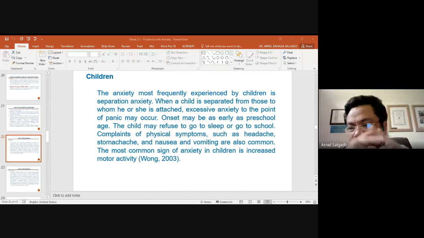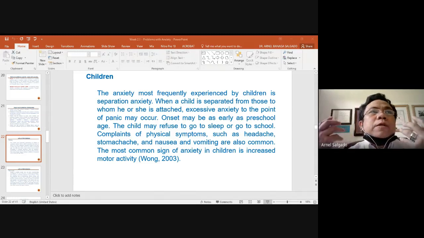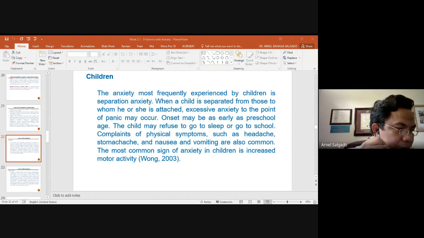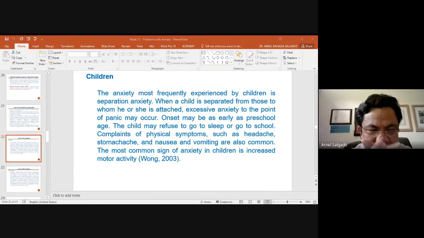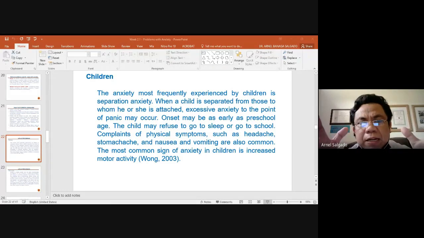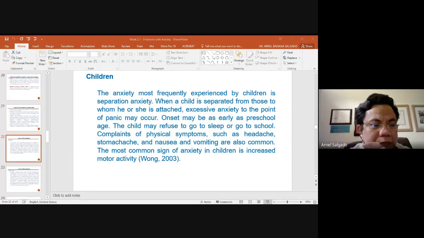Children often do not have a lot of anxiety, especially since they have not yet established deep, lasting relationships. But most of the time, children would encounter some so-called separation anxiety because of the attachment to a special member of the family, particularly when they go to school. But often it's not pathologic in nature. Only when a child is separated from those to whom he or she is attached will excessive anxiety be there, especially at the start of the school year.